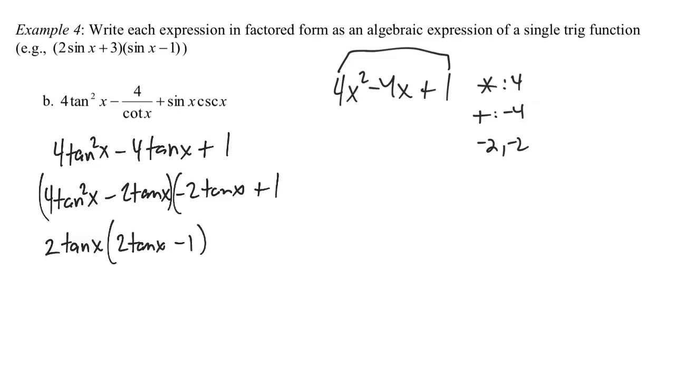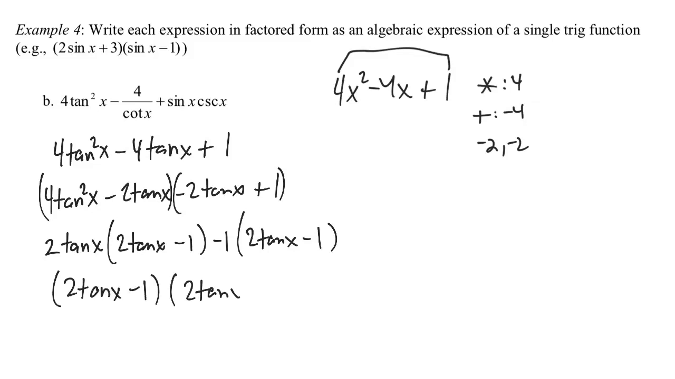From the second two terms, we can take out a minus 1, and that's going to leave us with a 2 tangent x minus 1. And so what we're going to have here is 2 tangent x minus 1 multiplied by 2 tangent x minus 1. Okay, that's going to do it for basic trig identities and simplifying expressions.